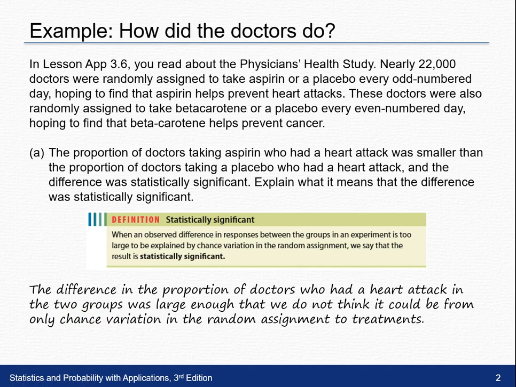That's what this idea of statistical significance means: that the difference between these two groups, the proportion of doctors who take the aspirin and have a heart attack, and the proportion of doctors who have a heart attack while taking the placebo, we say, okay, there's a big enough difference here that there's something more going on. And in this case, it would be that the aspirin is helping with heart attacks.